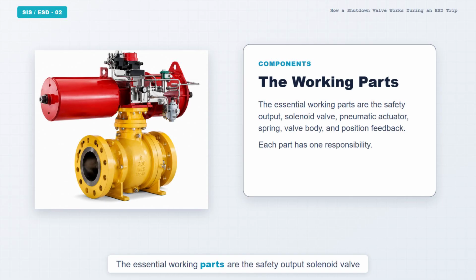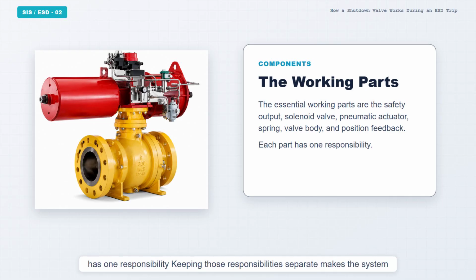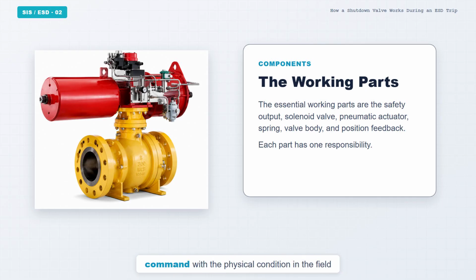The essential working parts are the safety output, solenoid valve, pneumatic actuator, spring, valve body, and position feedback. Each part has one responsibility. Keeping those responsibilities separate makes the system easier to understand, test, and troubleshoot without confusing a displayed command with the physical condition in the field.